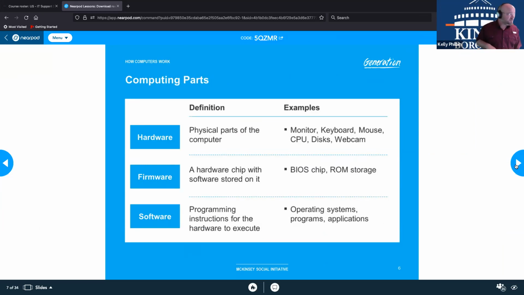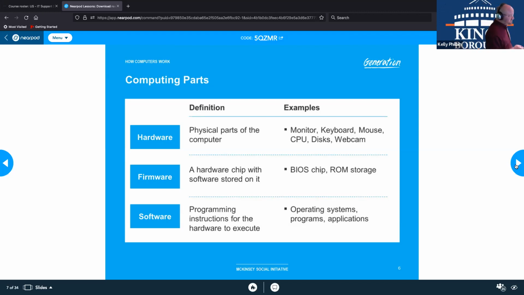Other side of that would be software. This is the programming instructions for the hardware to execute so that the hardware can actually do what we want it to do. Show pictures on the monitor, have sound come out the speakers, all of that stuff. That would be operating systems, applications, things of that nature.